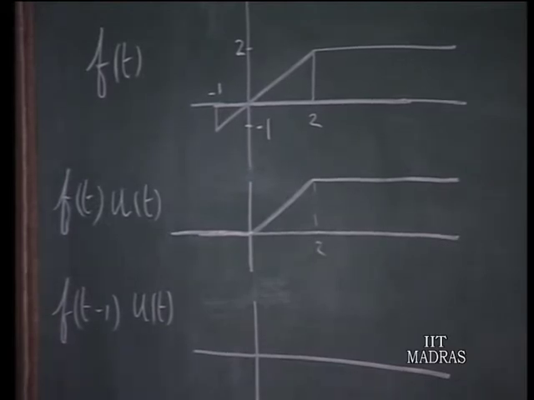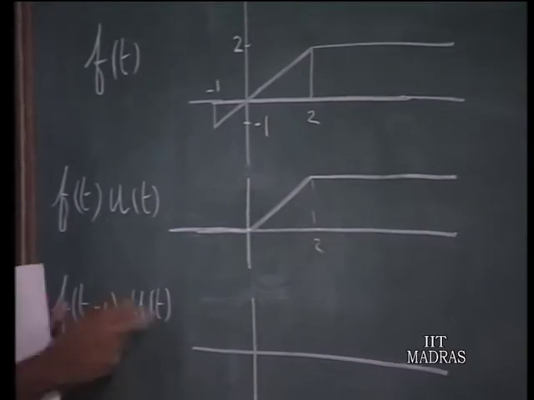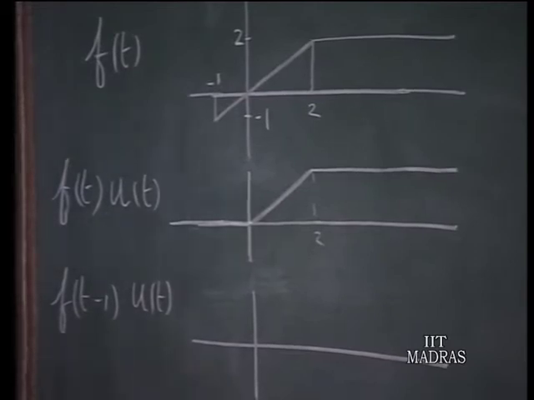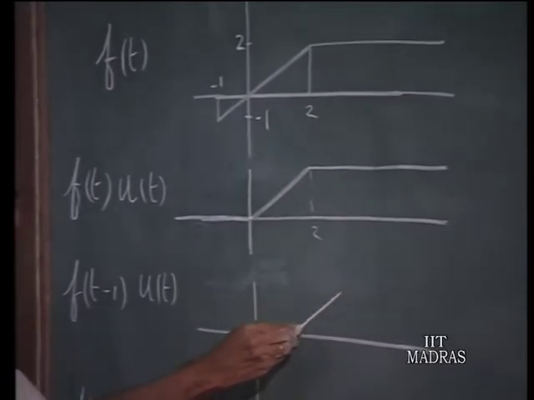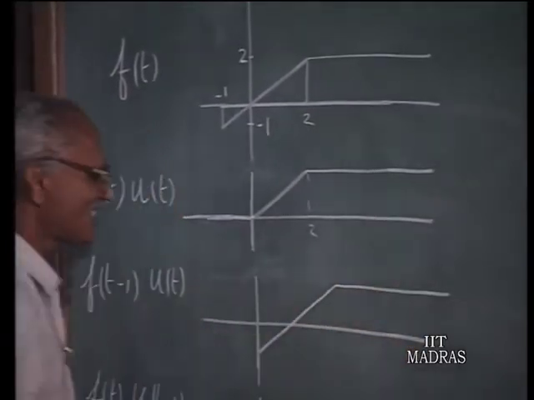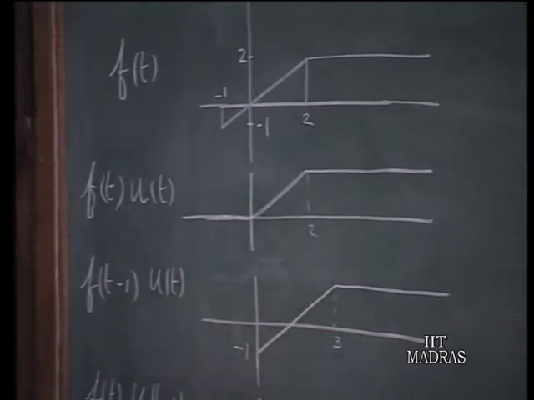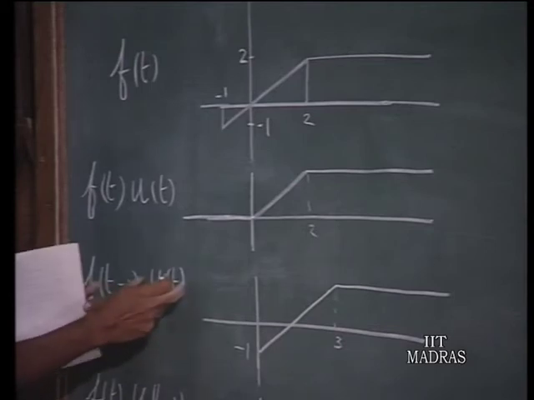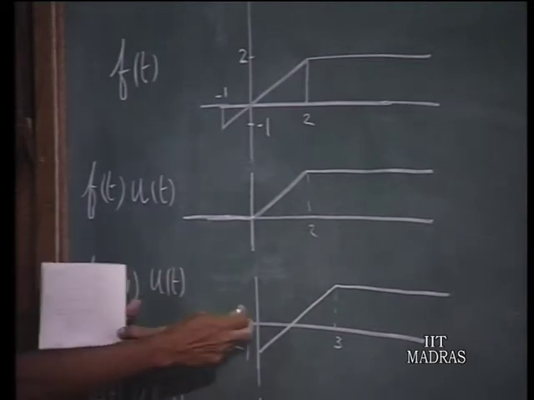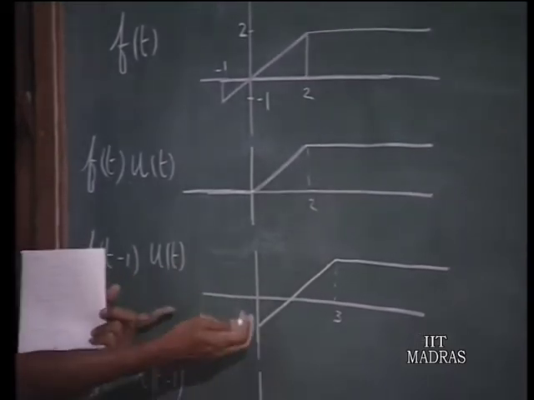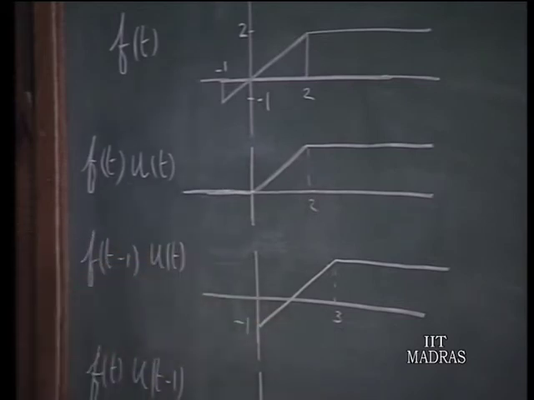If this is f of t, then f of t u of t is where the section for the negative values of time is cut off. Now, suppose on the other hand, I want to know what f of t minus 1 u of t is. f of t minus 1 is a curve which is delayed by 1 second. Therefore, it will have this curve, this is minus 1, and this break point occurs at 3 units. f of t minus 1 has values only for positive t, so multiplying by u of t will not disturb this. Therefore, this will be f of t minus 1 u of t.